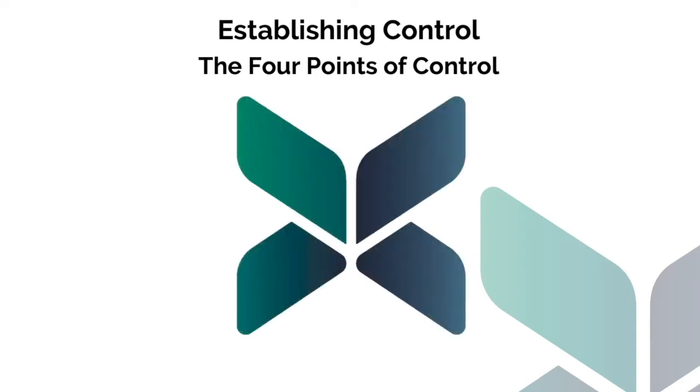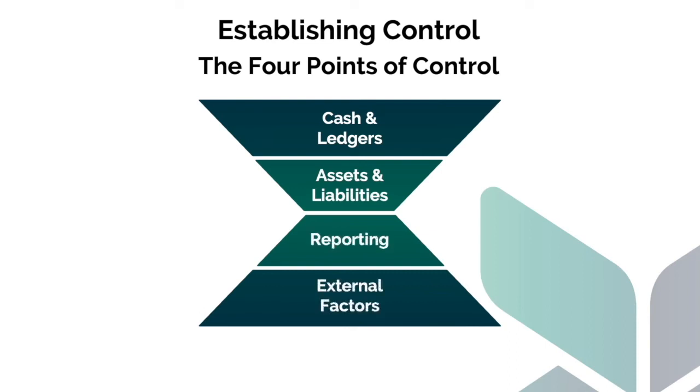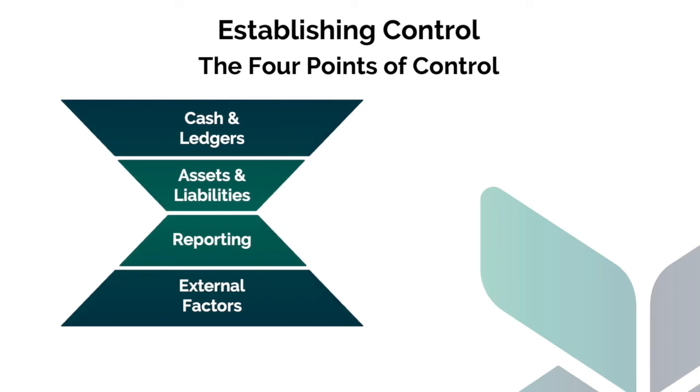So there's our logo, which, as I said in part 1, represents the 4 points of control because it is literally, intrinsically built into our business and everything we do. But this is the actual layout that we use for the 4 points of control, which are cash and ledgers, assets, liabilities, reporting, and external factors. The way they all fit together into the three elements of control, we're going to go through now.